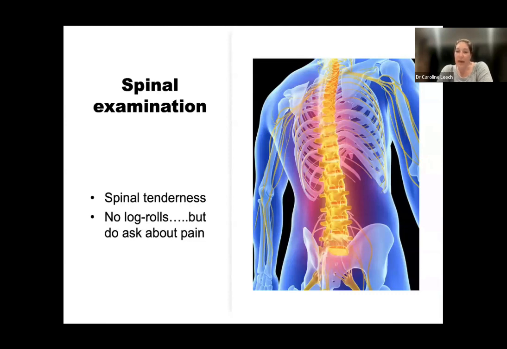And if they appear to be pain-free in their back, I sometimes ask them, can you just have a wiggle and see if you've got any pain in your back, because that's going to be really important to hand over.